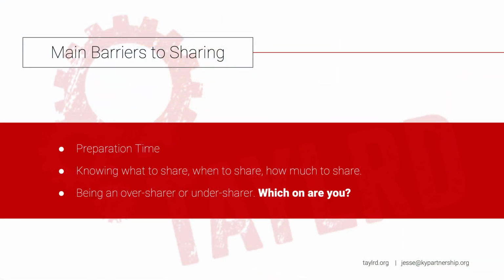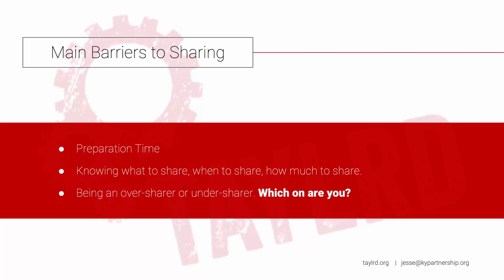The most typical barriers to being an effective sharer are struggling to find or make preparation time, knowing what, when, and how much to share, or being an oversharer or undersharer in general. Question for trainees: would you identify yourself as an oversharer or an undersharer? For trainer: I am personally an undersharer. I tend to share this way because I typically don't trust telling people my personal life.